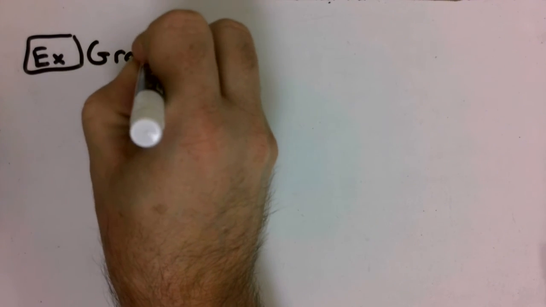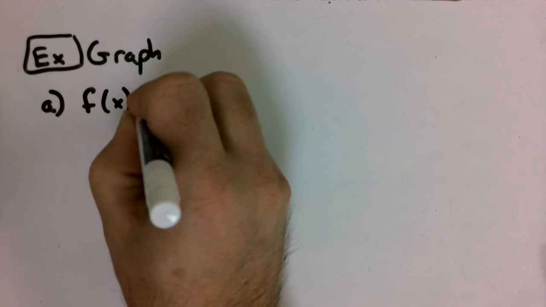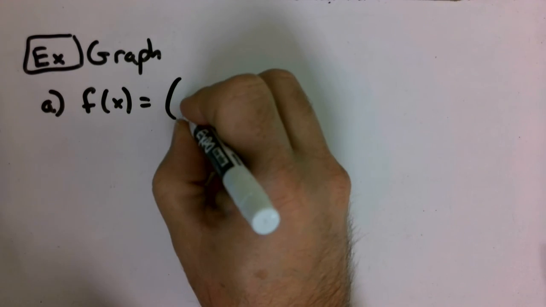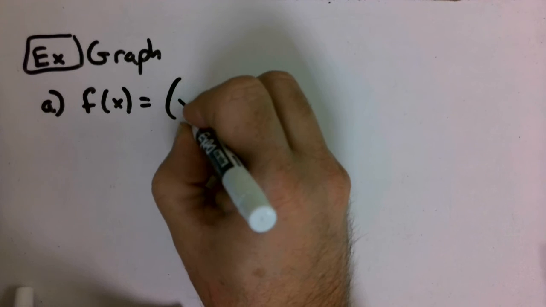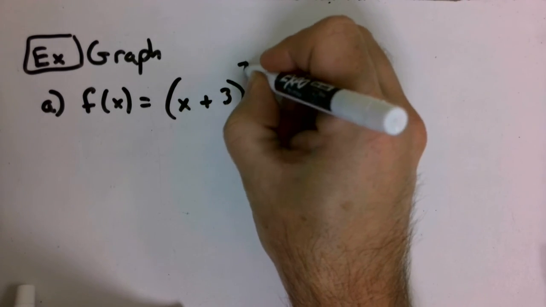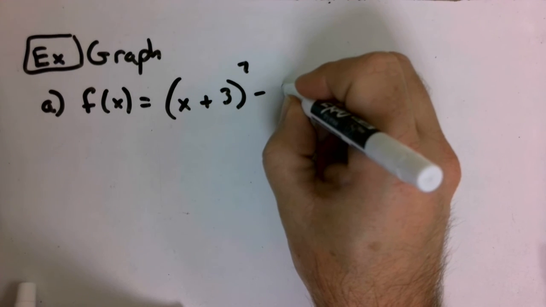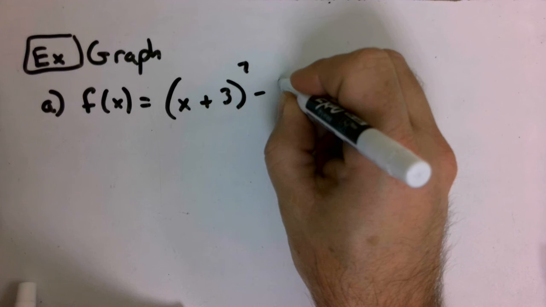So for this example, directions are still going to be graph, and I'm just going to do one of these. So if we had f of x was equal to, in parentheses, let's say we had (x plus 3) raised to the 7th power minus, let's do 4.